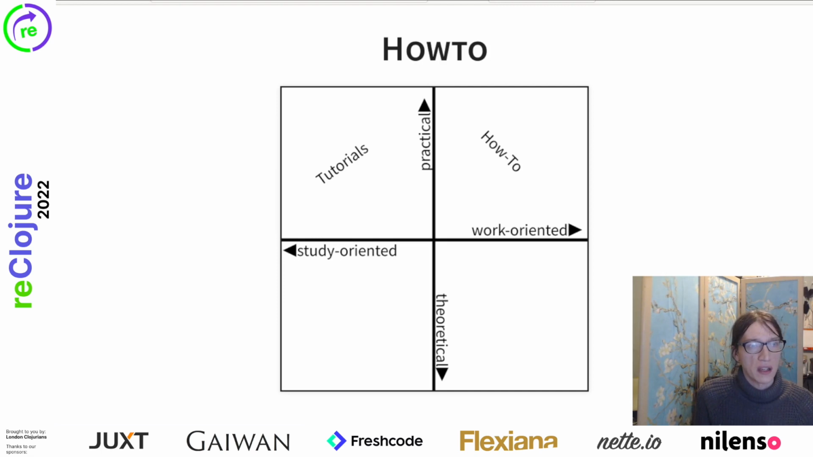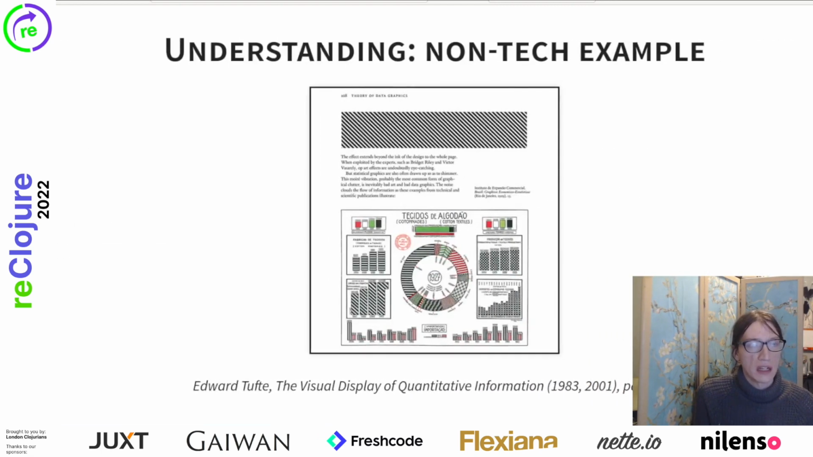The next category are understanding documents. So this is a non-technical example from the book The Visual Display of Quantitative Information by Edward Tufte, which is just describing how to use diagrams, charts, graphs to display numbers, basically.